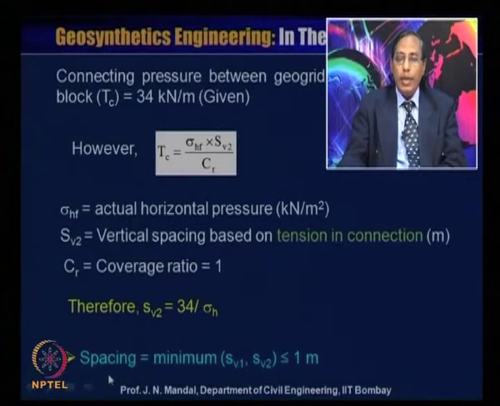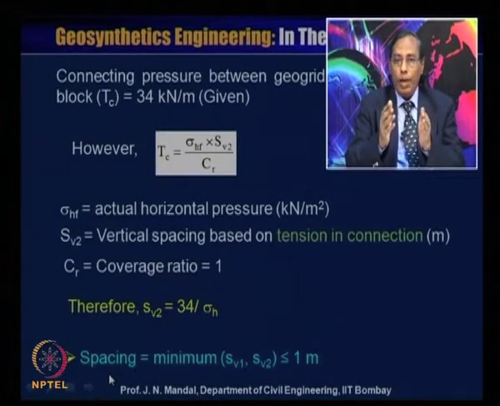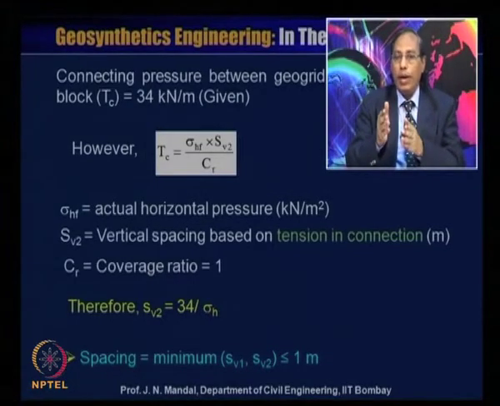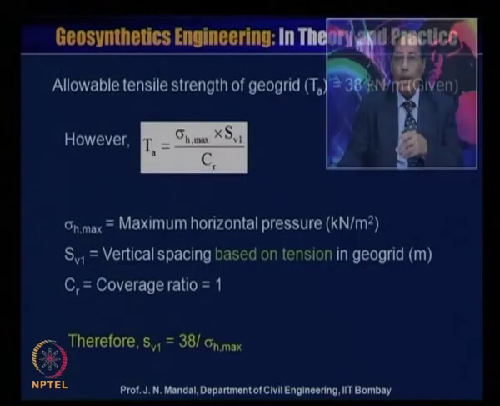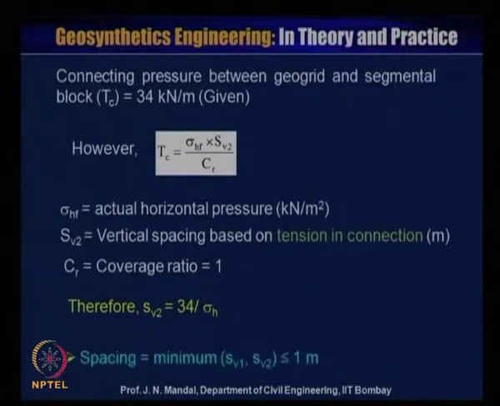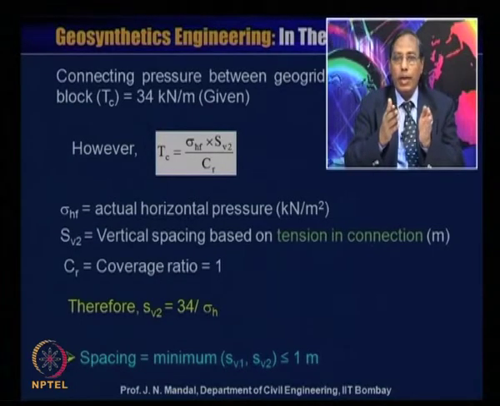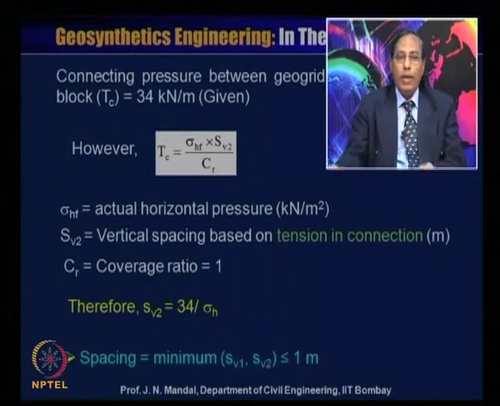Now, for the spacing you have to select the minimum of SB1 or SB2, that is, tension in the connection or the tension in the geogrid itself. Based on that you have to select the spacing, and whichever is the minimum, either SB1 or SB2, it should be less than or equal to 1 meter.